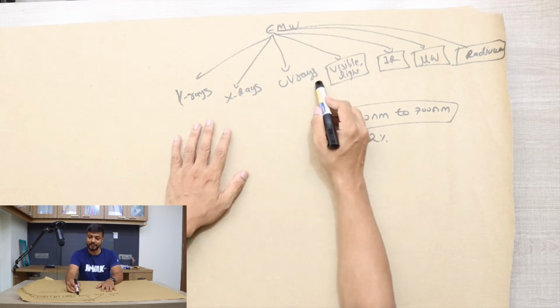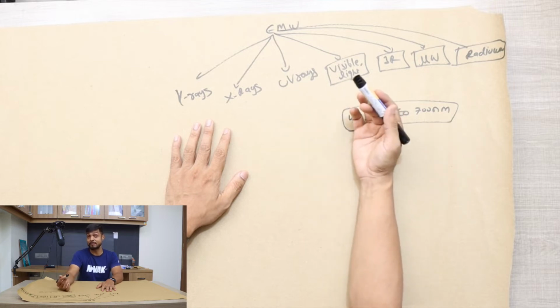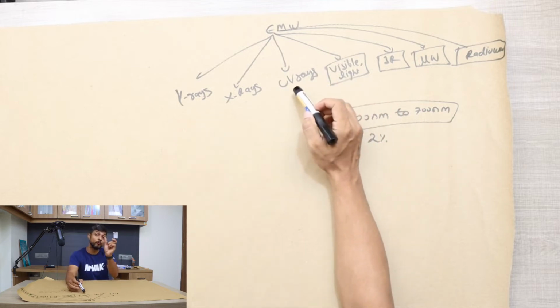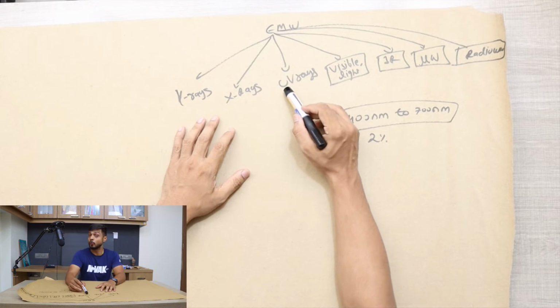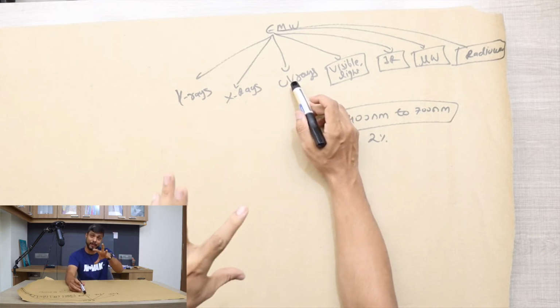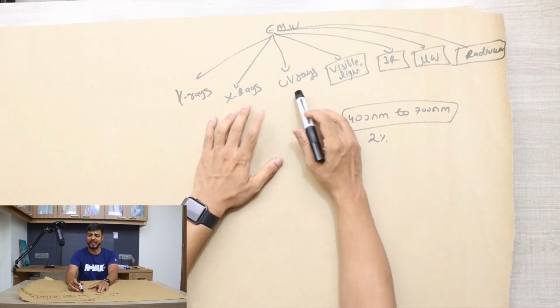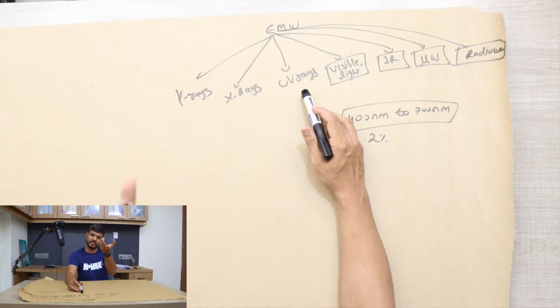Then we have UV light rays. The very basic use of UV is to kill germs and bacteria. You must have seen that UV RO water purifier. UV stands for ultraviolet. The ultraviolet component of it kills all the bacteria, all the harmful germs. And RO stands for reverse osmosis, so that is linked to the osmosis process, just the reverse of it.